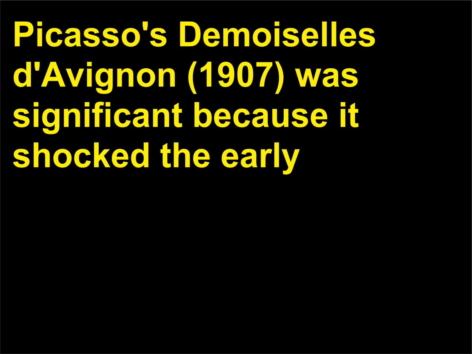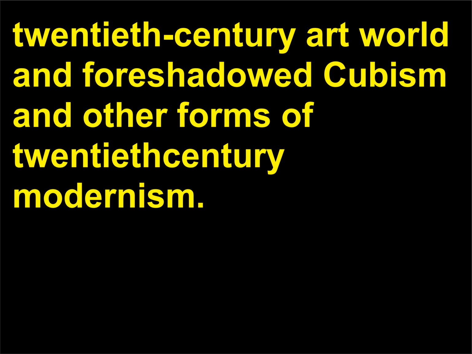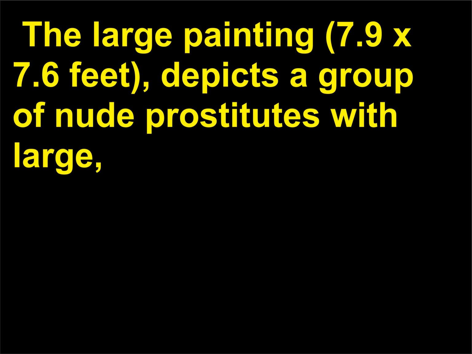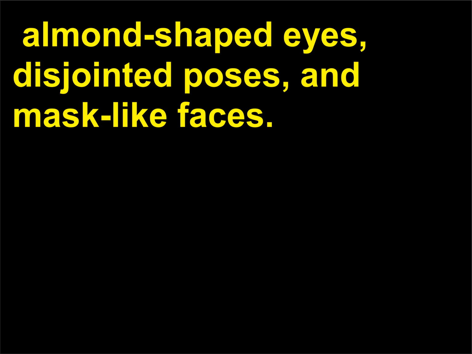Picasso's Demoiselles d'Avignon, 1907, was significant because it shocked the early 20th century art world and foreshadowed Cubism and other forms of 20th century modernism. The large painting, 7.9 x 7.6 feet, depicts a group of nude prostitutes with large, almond-shaped eyes, disjointed poses, and mask-like faces.